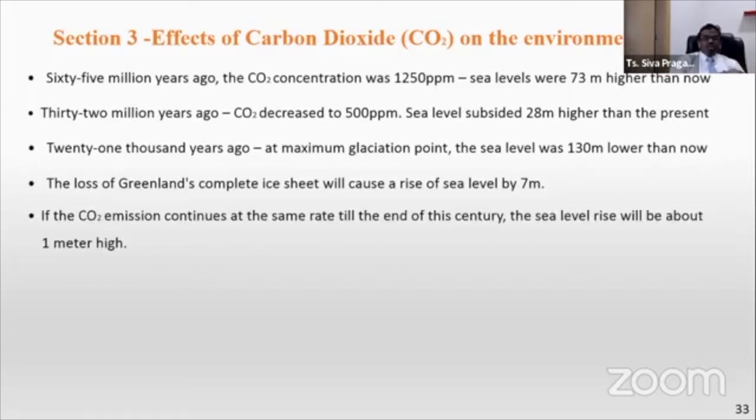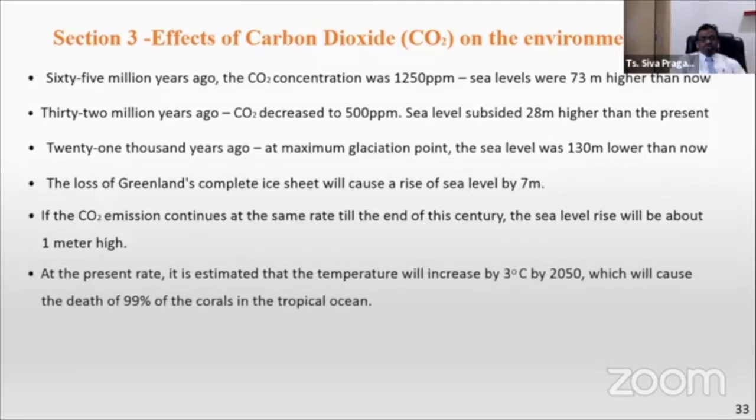If the CO2 emissions continue at the same rate till the end of this century, the sea level rise will be about 1 meter high, right? If the same trend continues until the end of this century, 1 meter high sea level. Even 1 meter high is enough. It will invade a lot of land mass areas.